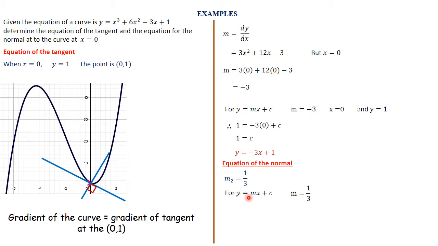For y = mx + c, we have m is a third, what we've just said there. The x remains the same and y remains the same because we are looking for the equation of the normal at the point (0, 1). So x is still 0, y is still 1. Put the values in the formula this particular way, you get c is equal to 1. Therefore, the equation is y = a third x + 1. And I think that's easy, even simple. We proceed to another question.